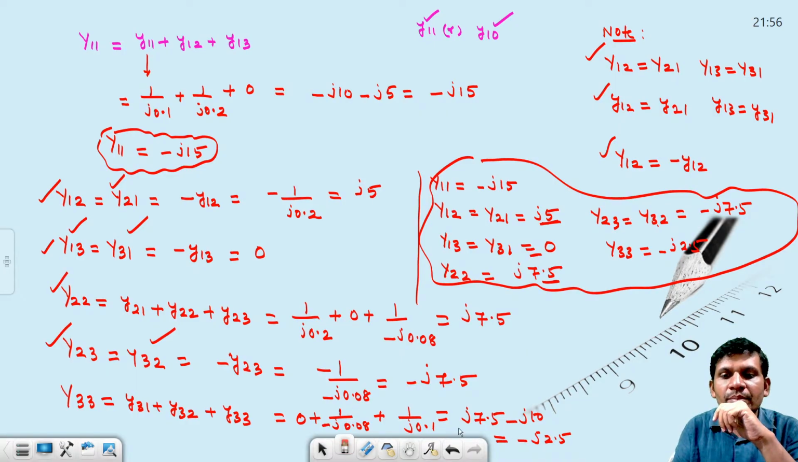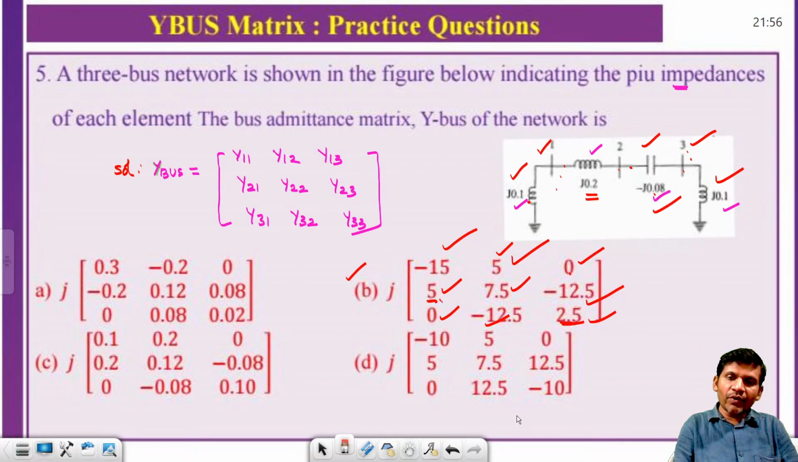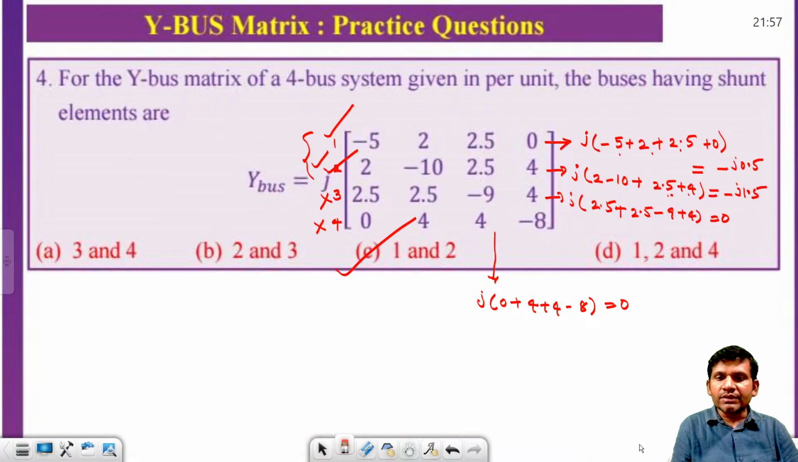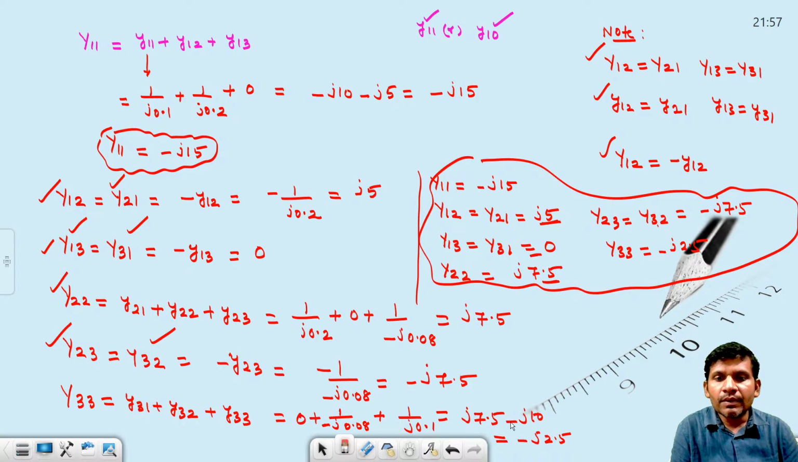This is how much? Minus J10 plus J7.5. How much do you get? So 2.5 or minus 2.5. Check it. Y33, how much did you get? Plus J1 minus J7, J10, right? J2.5 plus J2.5 plus J1. Okay. This is Y31, Y32, Y33.